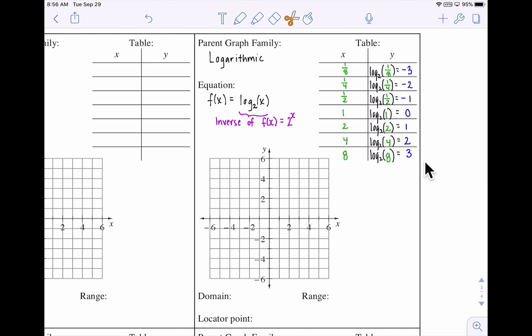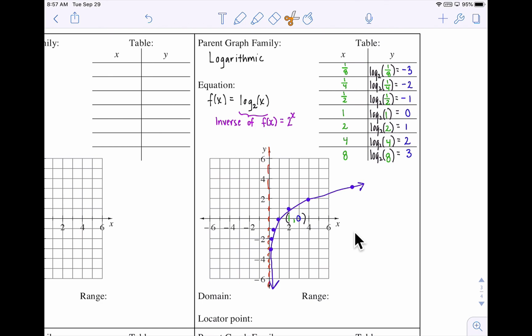And now that I have this table of values, I can plot all those points on the graph, and we end up seeing this perfect mirror image of the exponential function. Instead of a horizontal asymptote at 0, now we have a vertical asymptote at 0. Instead of the locator point (0, 1), now we see this coordinate (1, 0) on the graph. Everything is backward because they're inverses. And I get this shape right here that shows this log function.